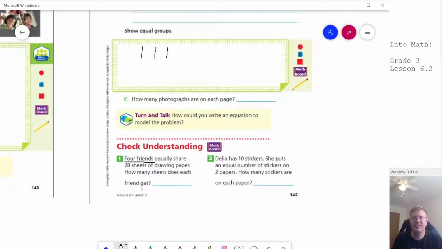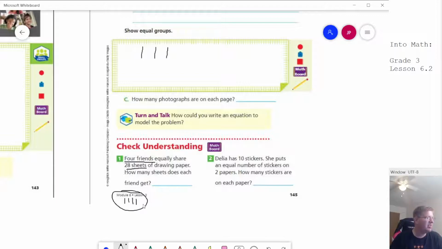Or we might see a name and 3 other friends. So we would need to figure out that we have the person plus the 3 extra friends to get a total of 4 people. And we're working with 28 sheets of paper. So we could make 28 counters and put them into 4 equal groups, or we could make groups of 4 and circle them. The number of groups of 4 that we would get would be the number we were looking for. So again, we have options.